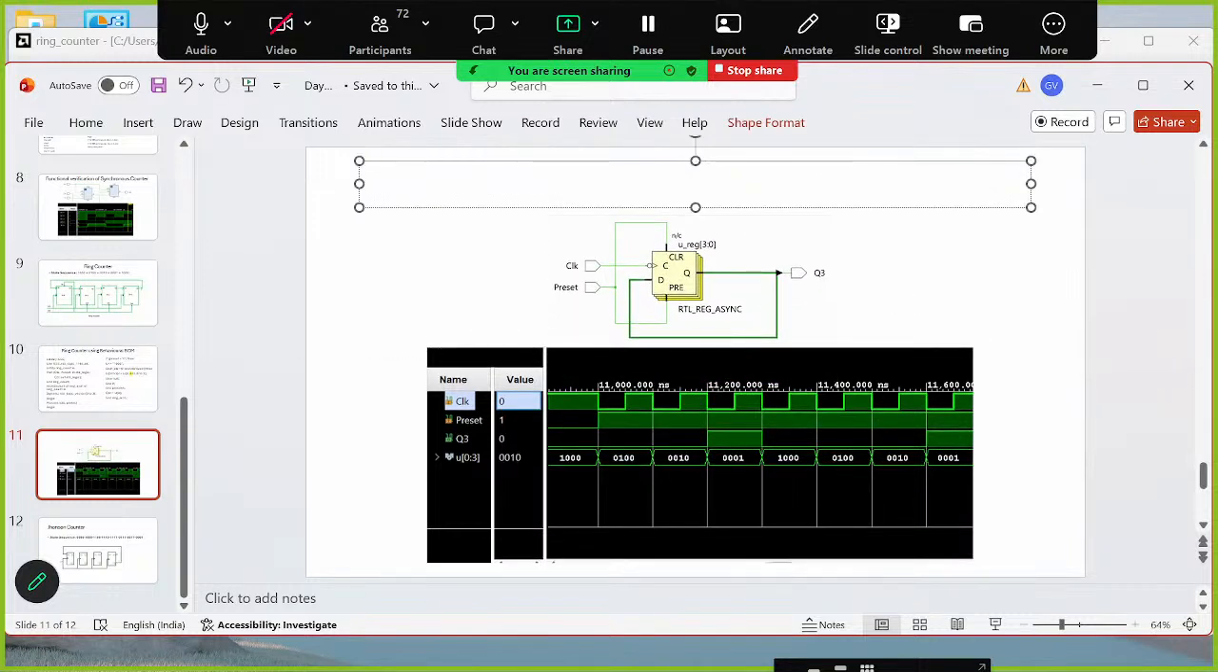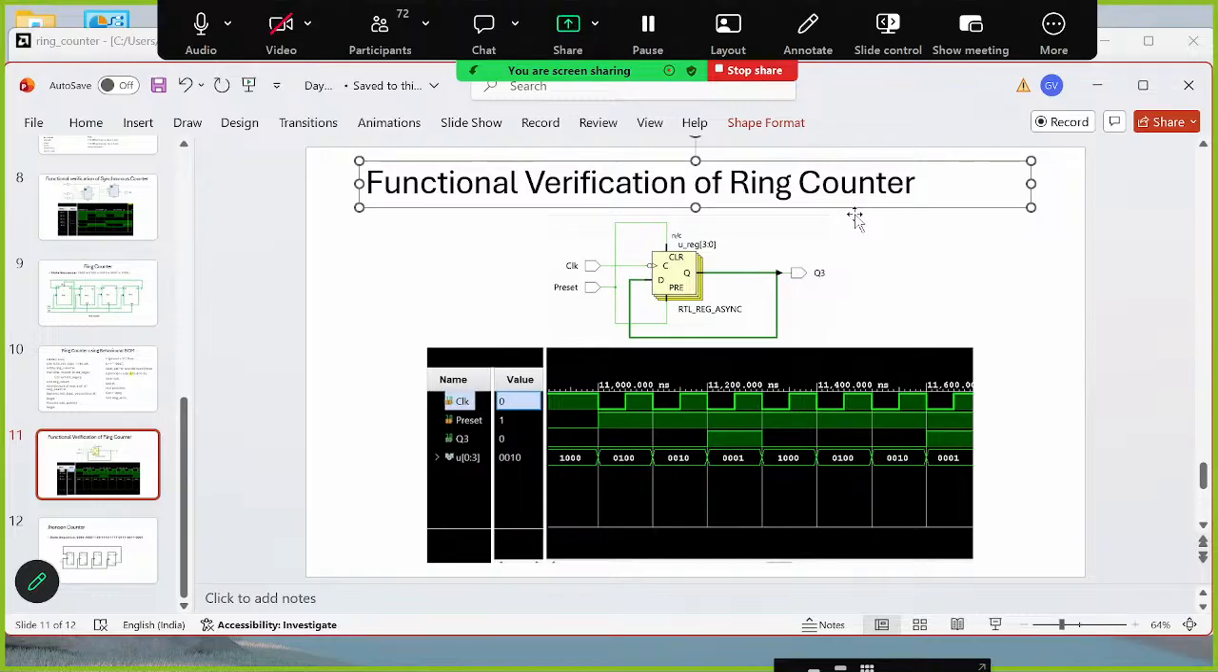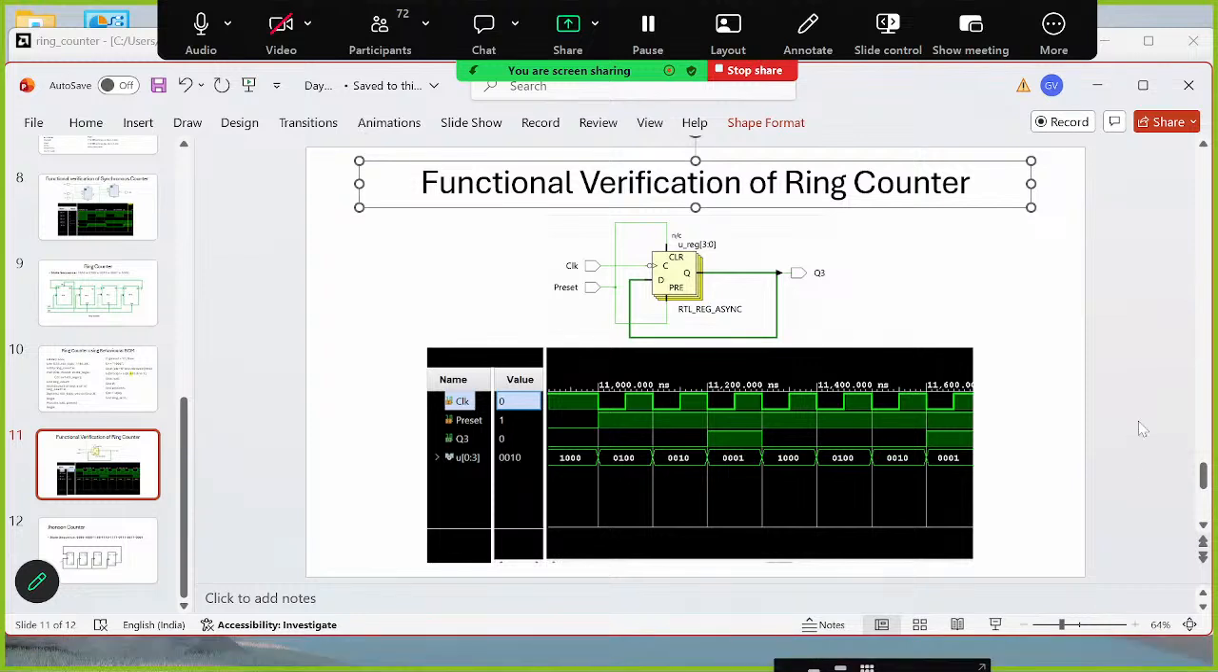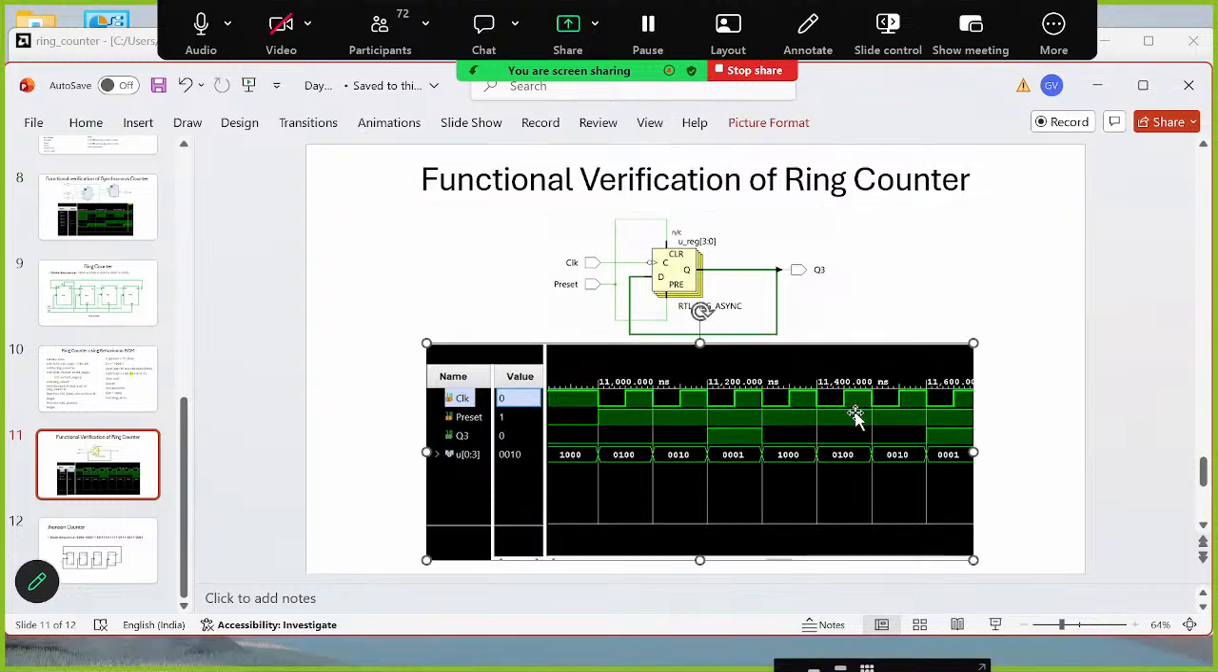So this is the functional verification of ring count. Functional verification of ring count. Okay, I hope it is clear to everybody, right? So I'm moving forward.